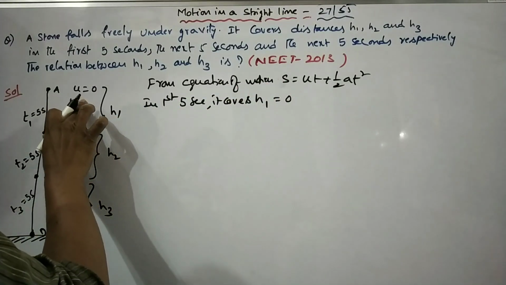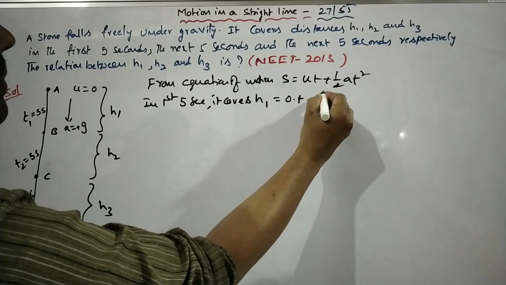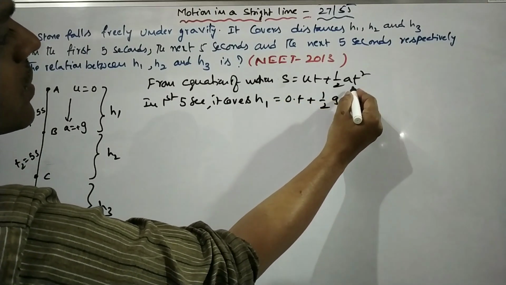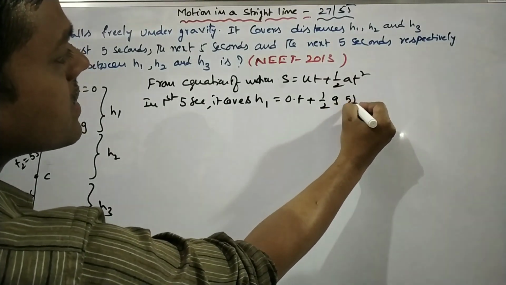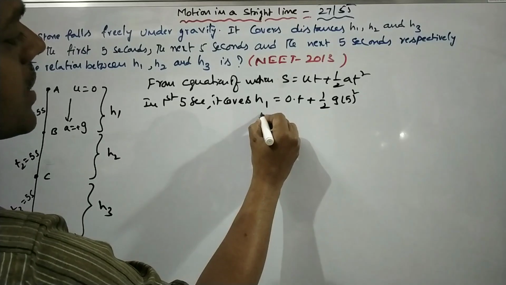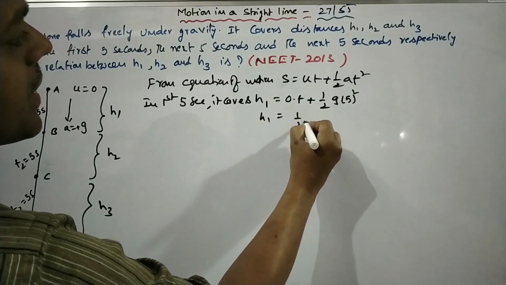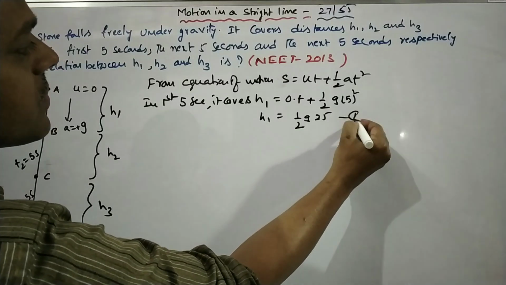Why? Because the stone falls freely, that means u is equal to 0. 0 into t plus half into a, where a is equal to g, and t is equal to 5 seconds, that means 5 square. So h1 is equal to 1 by 2 g into 25. This is equation 1.